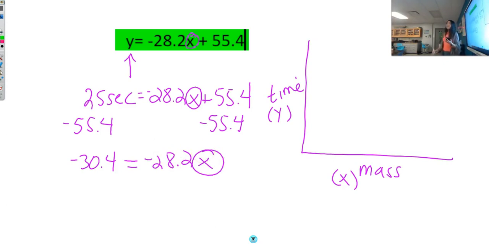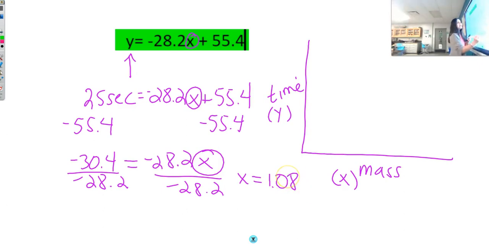Again, I want x alone. It's not alone yet. If I'm multiplying by negative 28.2, what do I do? Divide by negative 28.2. And again, what you do to one side, you must do to the other side. And this should give me x alone. So if I divide that by negative 28.2, I get 1.08. And that would mean that's how many grams I should use based on my data. If I want it to go off in 25 seconds, then that's how I would actually work that out, okay?